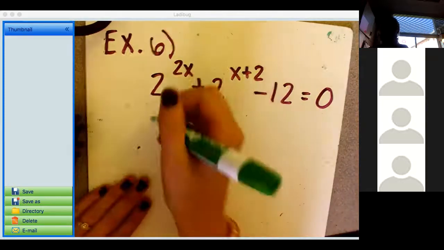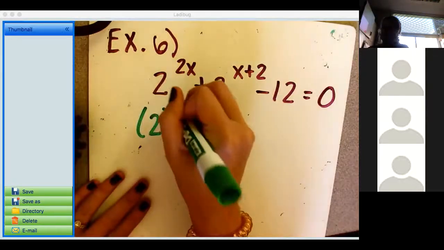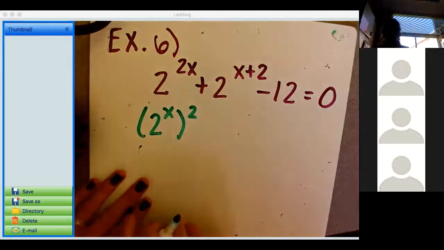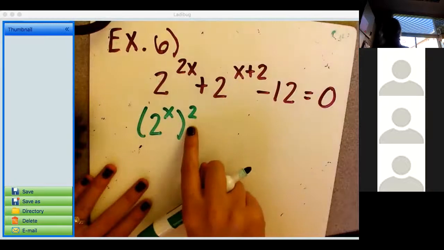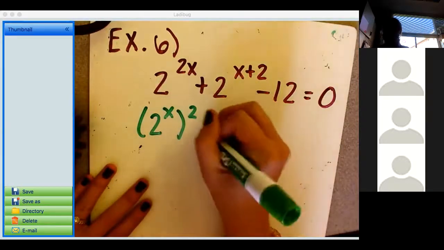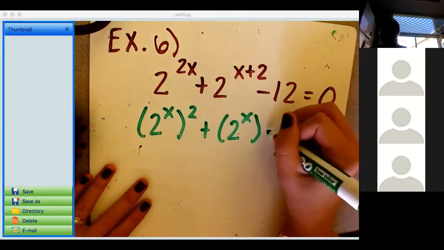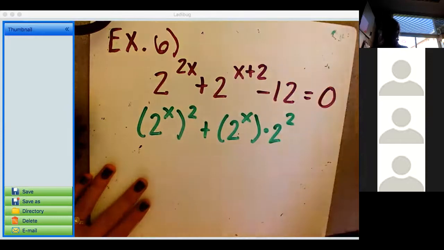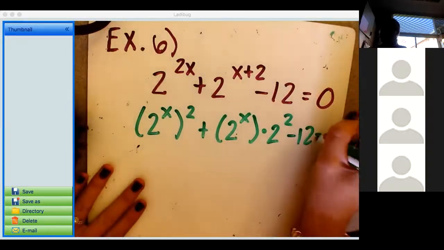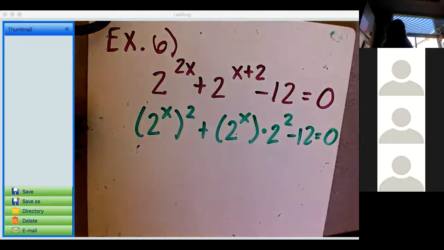I think a lot of you are working ahead of me, which is fine. That means you get it. So I'm rewriting this as 2 to the x and then squaring it, because that would be what would be left. I'm taking out the 2 to the x like Cody said. Cody, I've never had a kid say that, and I really like that. It's a good way to explain it. It makes a lot of sense with what we've been doing. So extra credit. Good job. You got 5 points today.